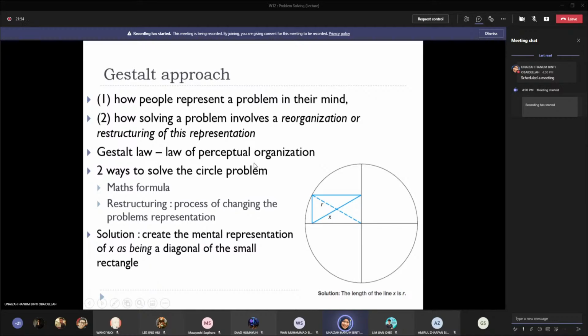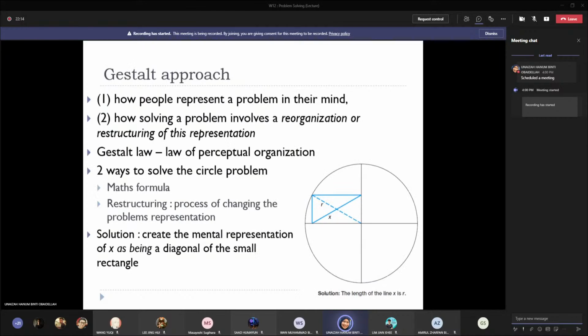Okay, so I hope all of you can see. If you can't, then most likely you're probably more inclined to solve this problem using this math formula. Yeah.